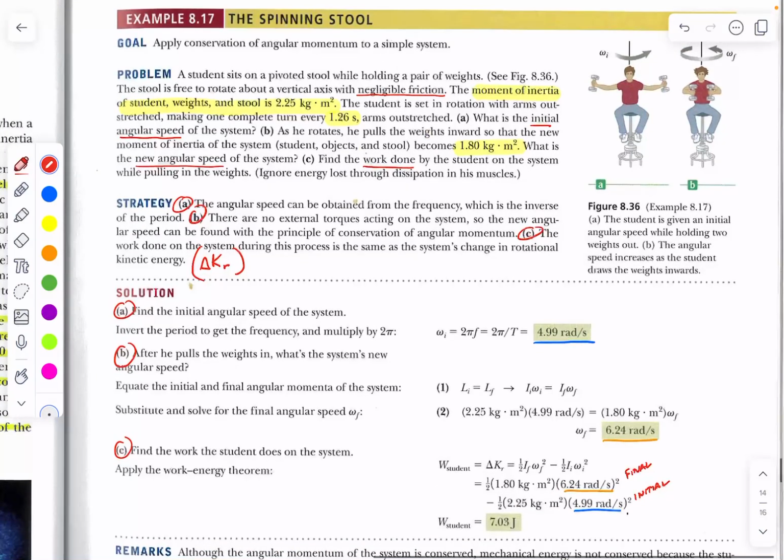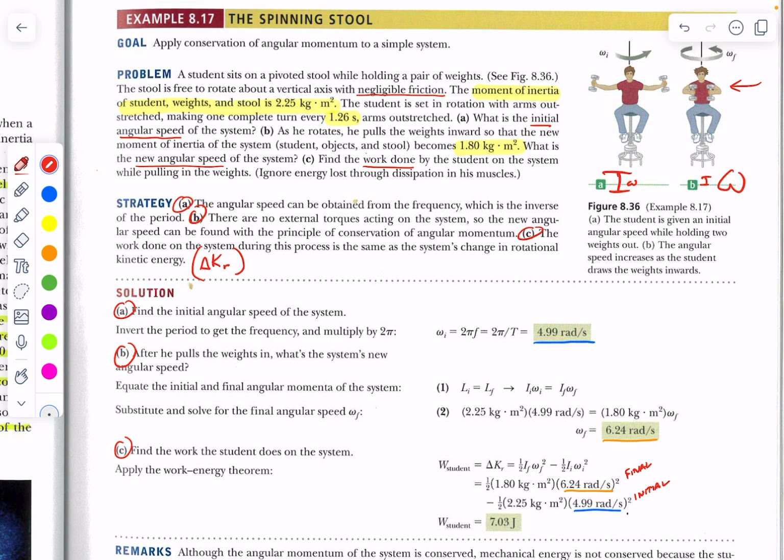And here's a person sitting on a stool, or let's say a chair that can rotate. And I've demonstrated this in class before. And you have your arms outstretched, so you have your biggest rotational inertia compared to here. And when you bring your arms in, you go from a small speed to a much greater speed as you spin.